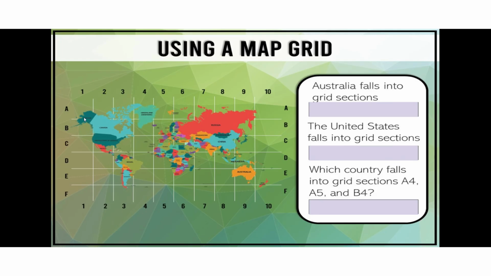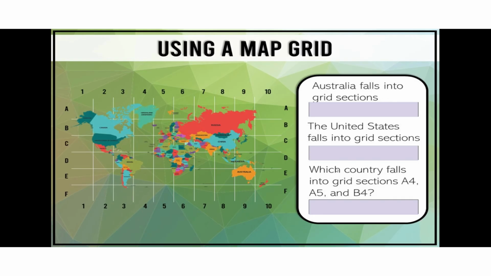And of course, we can't forget about Alaska, because Alaska is part of the United States. So I should have started up here. It's definitely in A1 because it's in this grid. It is in A2 as well. It is also in B1. It looks like that's where it would cut off.